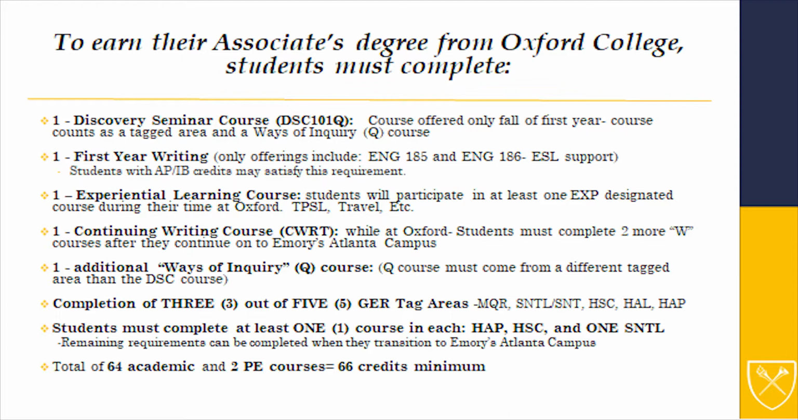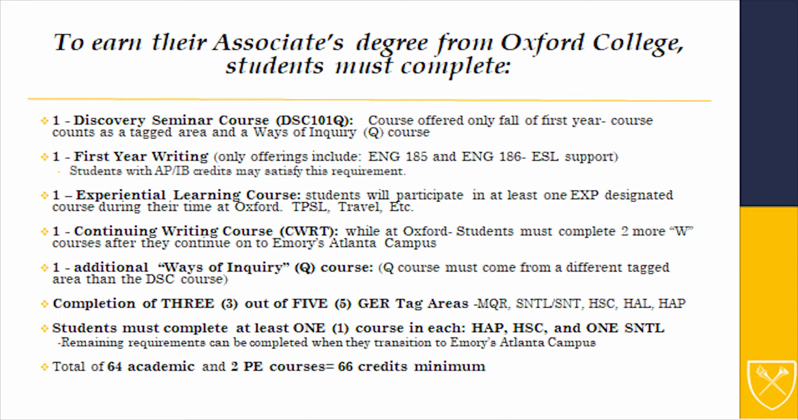All general education requirements will be completed over the course of your 4 years at Emory. Students must take one discovery seminar during their first semester. Discovery seminars will count as both a tagged area and a Ways of Inquiry course. To complete the general education program at Oxford, students must also take one experiential learning course, one first year writing class, which can be satisfied with AP or IB credit, one continuing writing course.